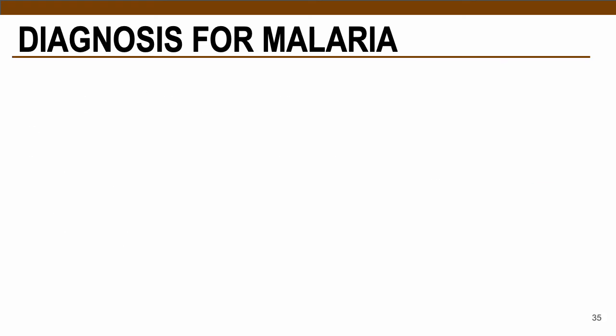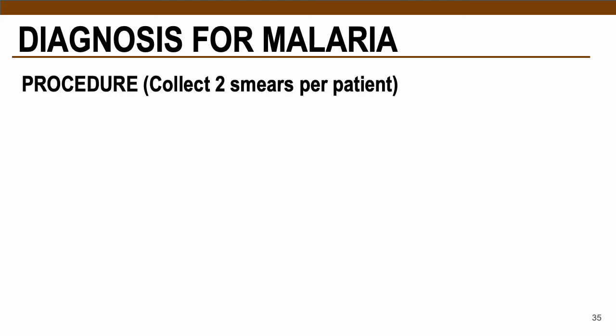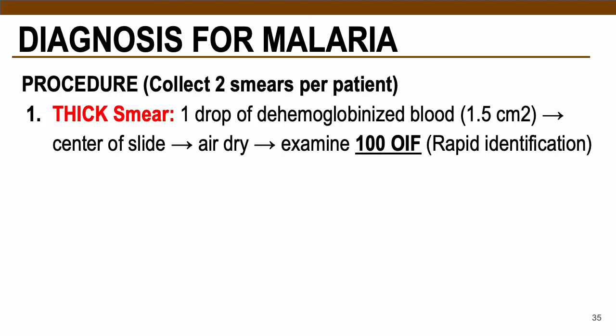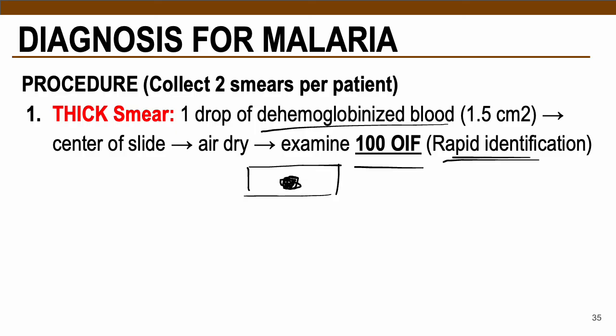So now let's differentiate the thick and thin blood smear in terms of their procedure. Normally, we collect 2 smears per patient. For the thick smear, we drop dehemoglobinized blood on the center of the glass slide. So we concentrate the blood at the middle, let it air dry, and examine 100 oil immersion fields. Remember, the thick smear for malaria is only for rapid identification. So the question here is, is there a presence of Plasmodium or not?